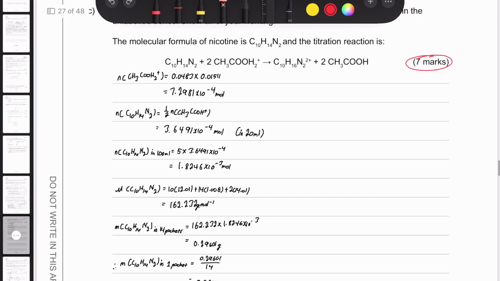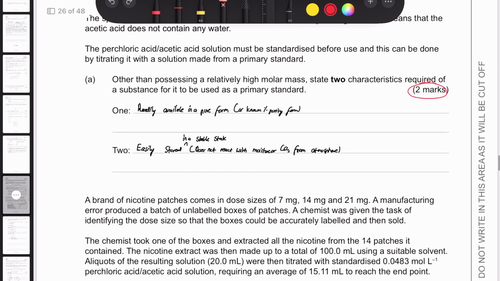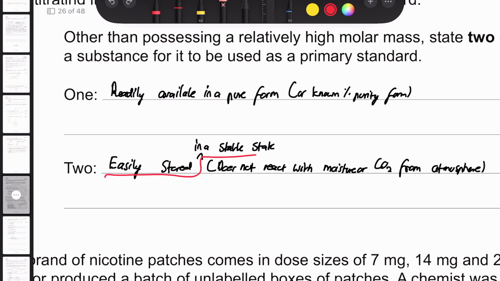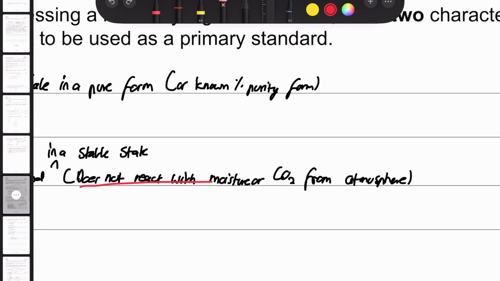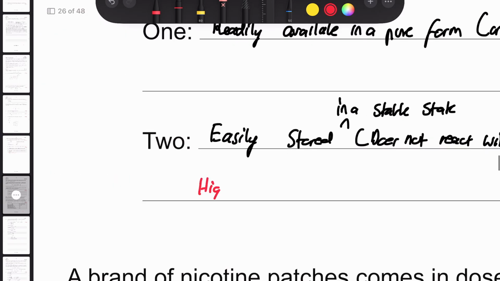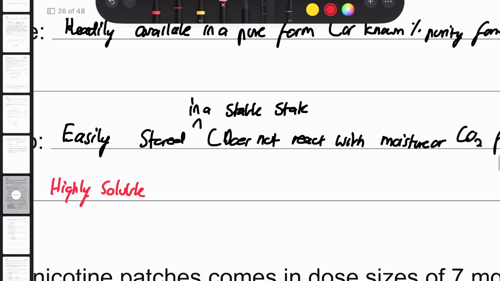And then going down, this was all fine. Here, this wasn't exactly one, I guess, because it was so vague. But there was one that says does not react with CO2 from the atmosphere, or low reactivity with CO2 or O2. So I give myself the mark there. You could have also said stuff like highly soluble. Could have said stuff like the no impurity one, not deliquescent or hygroscopic.